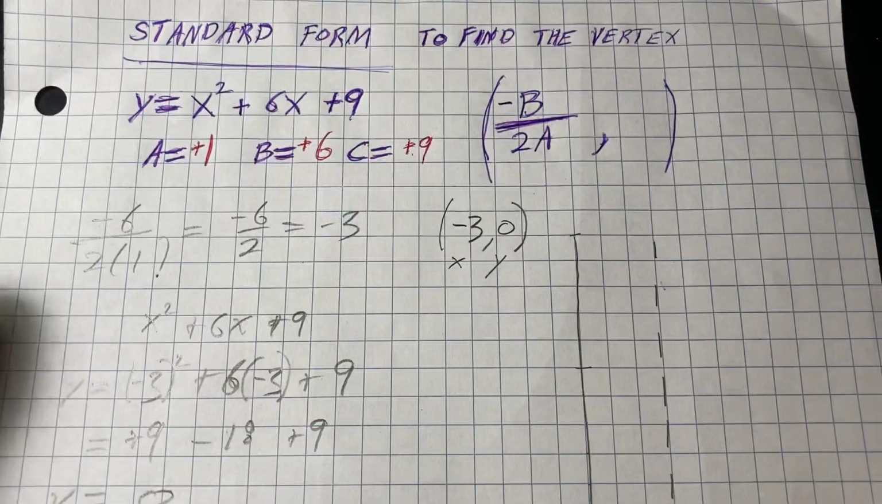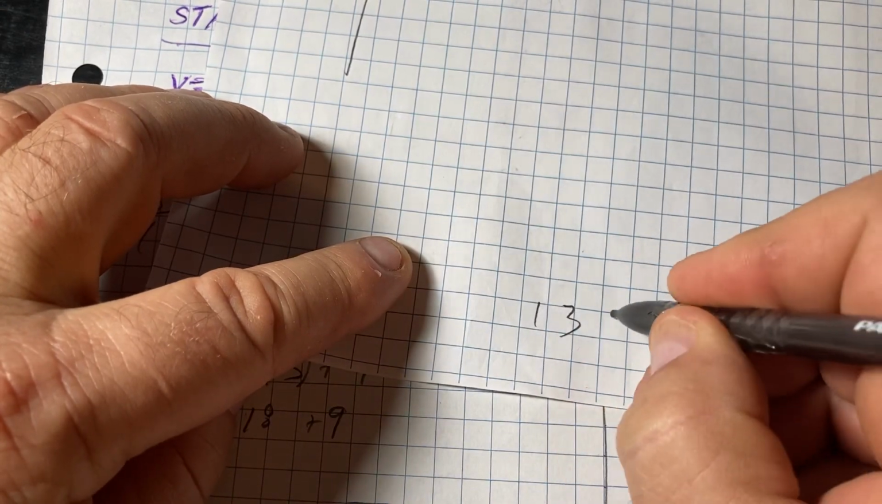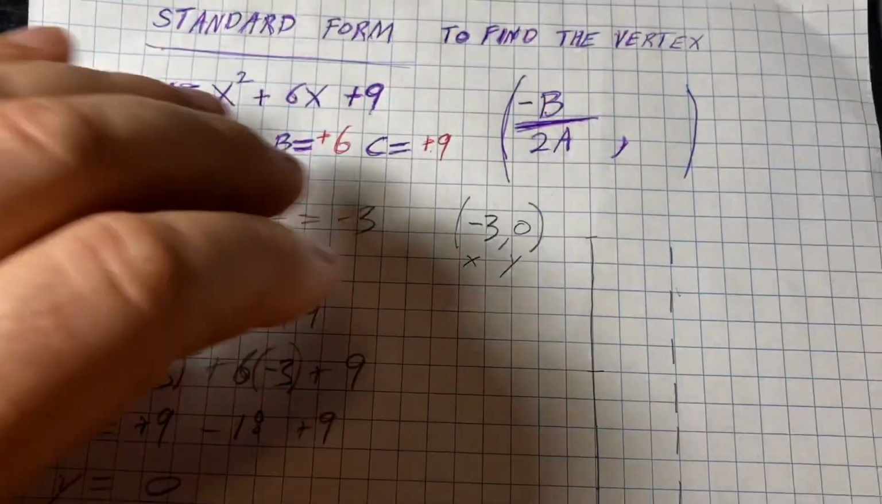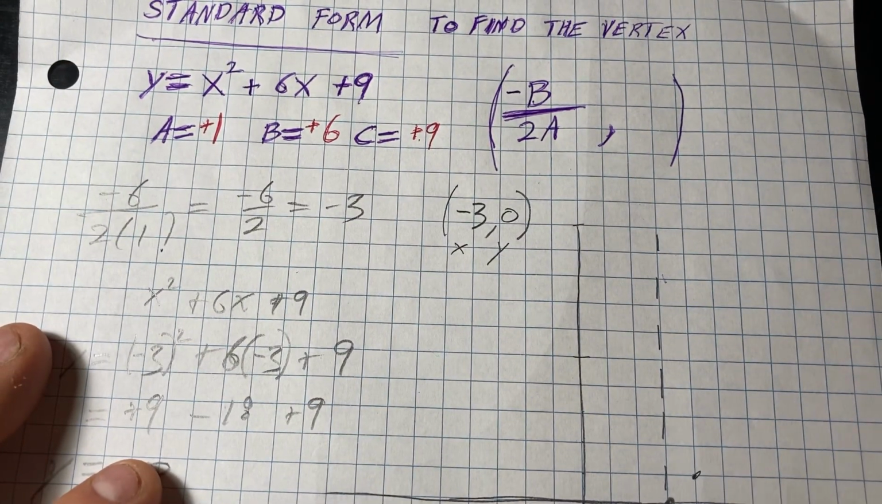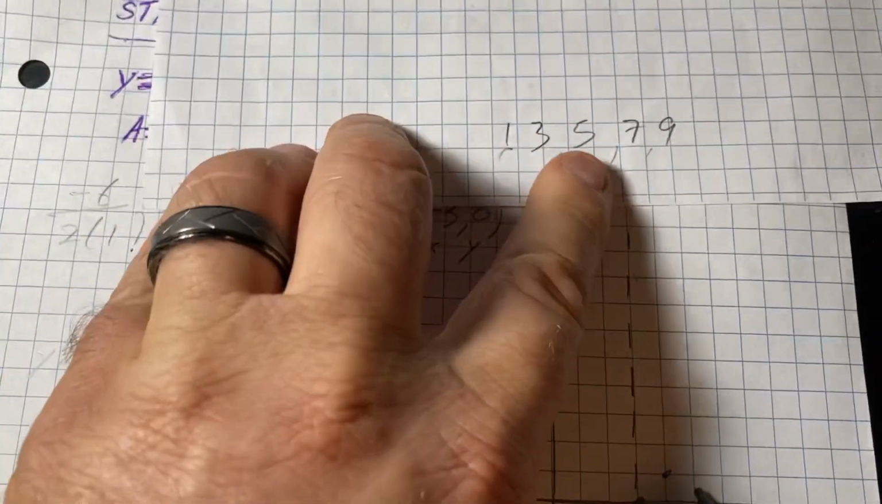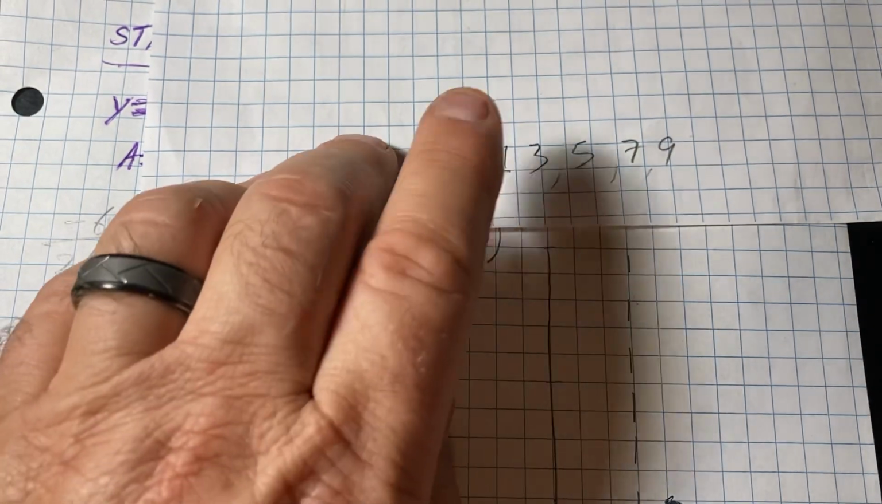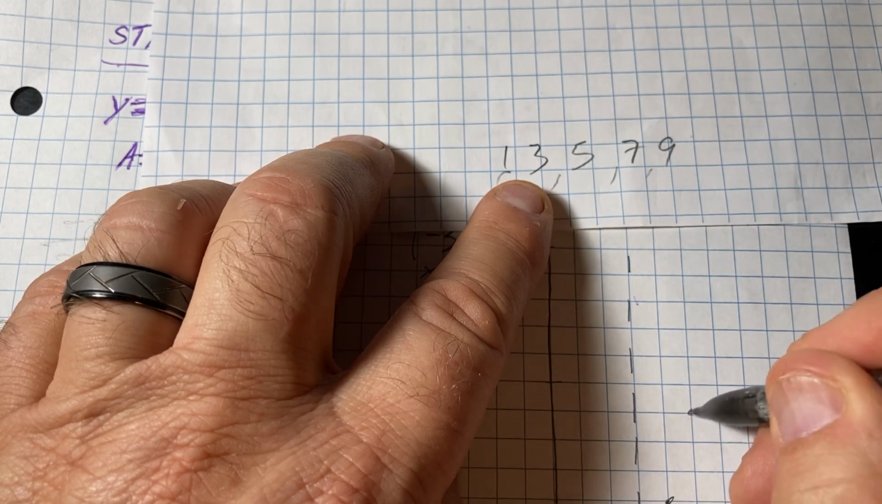I know I could use the faster way of doing it. Remember the 1, 3, 5, 7, 9 pattern. The same thing. So it opens upwards. 1 to the right, 1 up. Then 1 to the right, 3 up. From this point, 1 to the right, 3 up. 1, 2, 3. Come on, there we go.